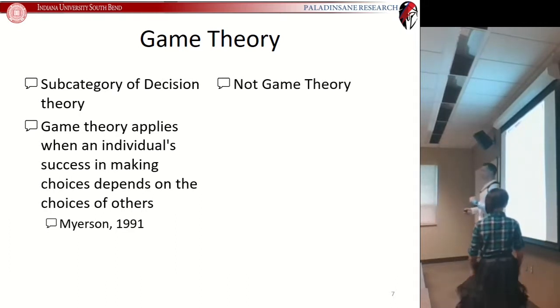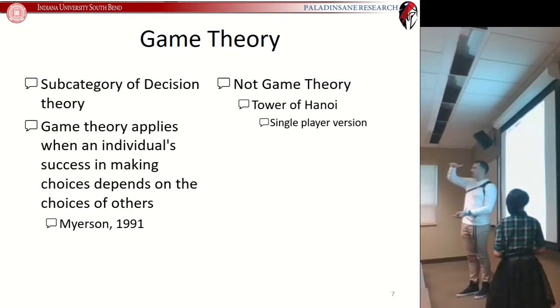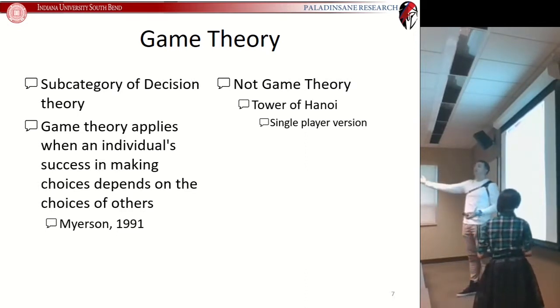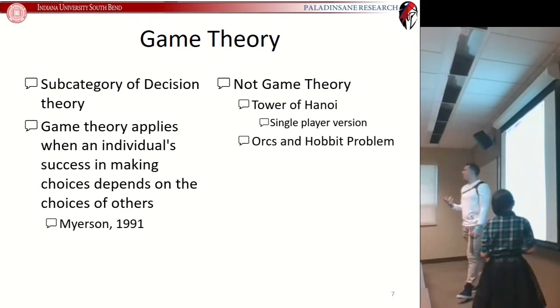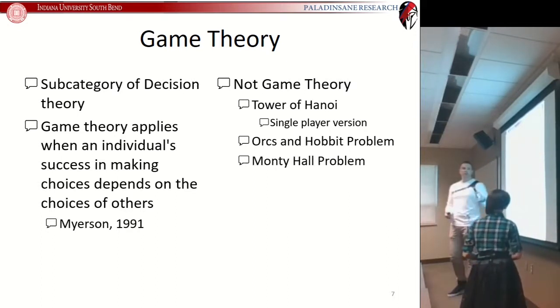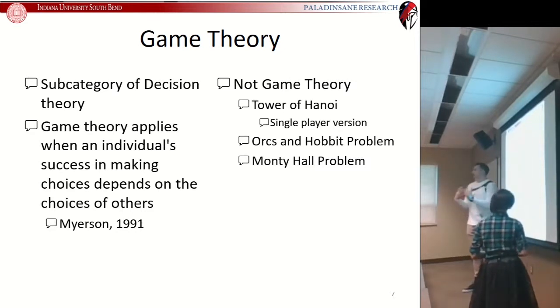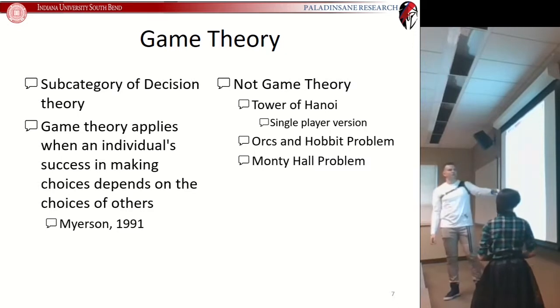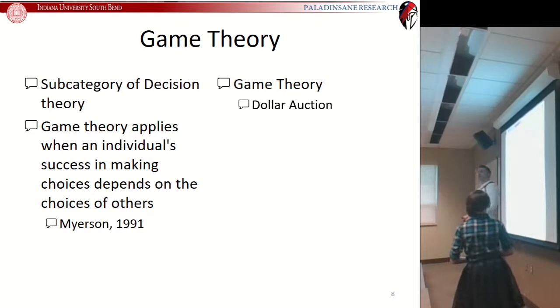So far we've seen some examples of things that are not game theory. The Tower of Hanoi is not game theory. Solving the discs stacked on top of each other doesn't fall under game theory because there's no opponent. There's no other person making choices. The Orcs and Hobbits problem is not game theory either. And as we're going to see, the Monty Hall problem today is also not game theory because there's no other person making those choices. What is game theory would be something like the dollar auction, because your success in the dollar auction completely depended upon the choices of others.